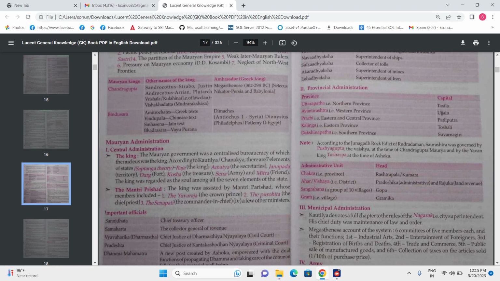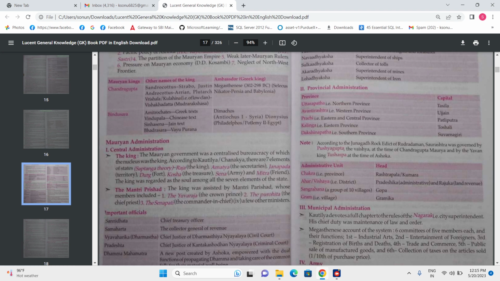Uttar Patha, northern province; Avanti Rashtra, western province; Prachi, eastern and central province; Kalinga, eastern province; and Dakshin Path, southern province. Every province had their capital. Uttar Patha capital was Takshila.